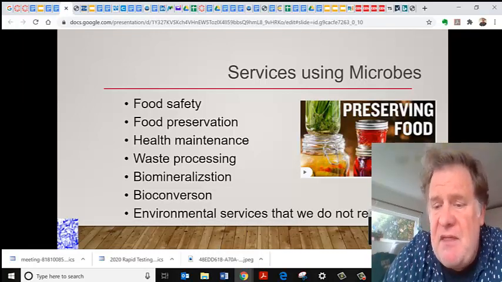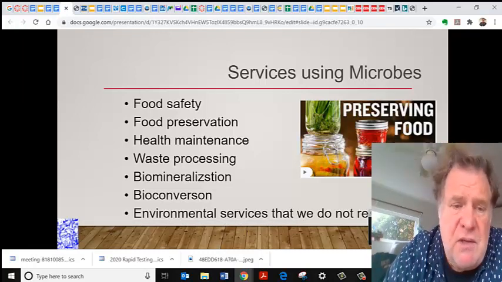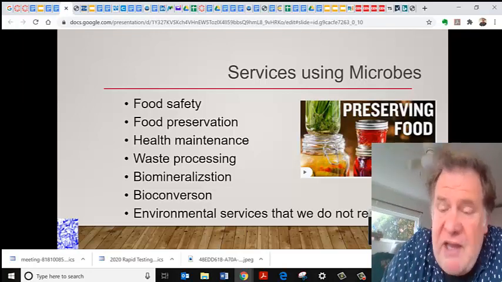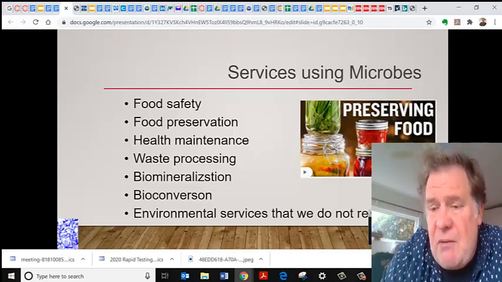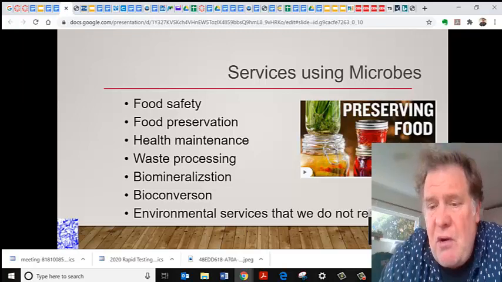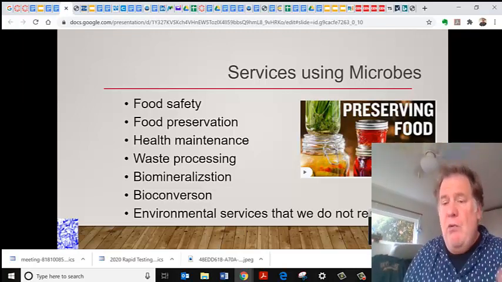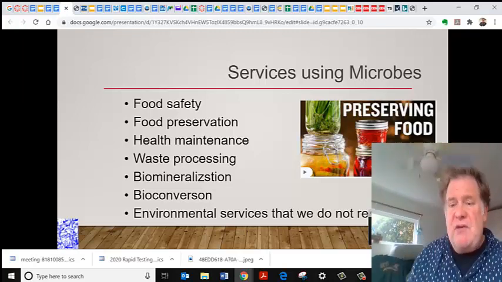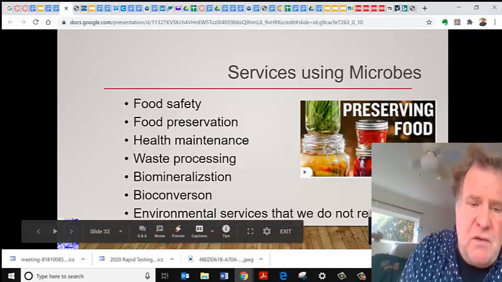Bioconversion. There are many things out there that we need to make. Wouldn't it be great to take a waste product like the grass that we cut at the side of the road, which we just throw away or let sit there and rot, and convert that material into something that we can use?